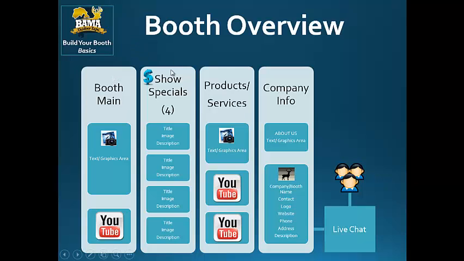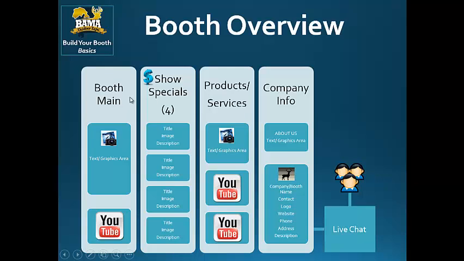Show Specials. You can have 0 to 4 show specials. Products and Services. This is where you provide additional details about your company's product line or services. Company Info. This page contains an About Us section, and also is where you enter all of your company contact information, your website, logo, phone, address, and a short description of your company.